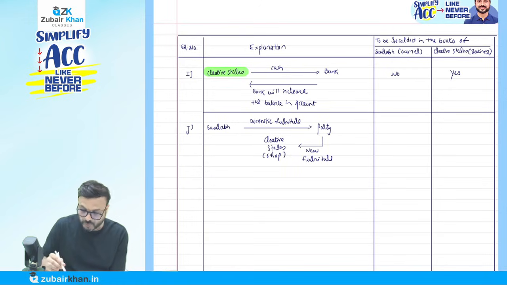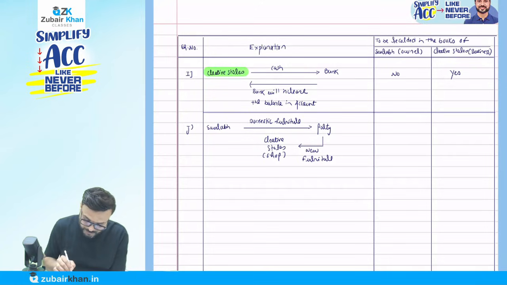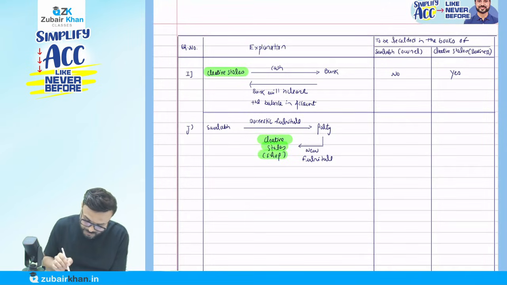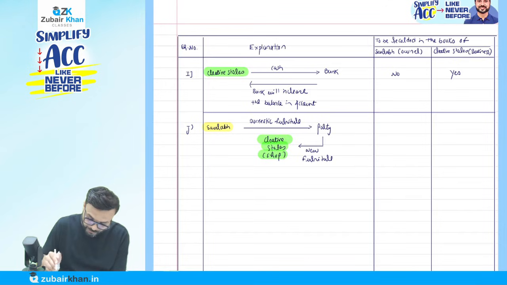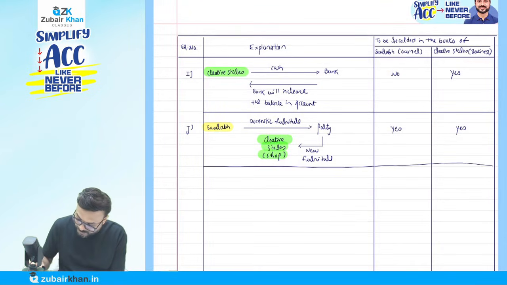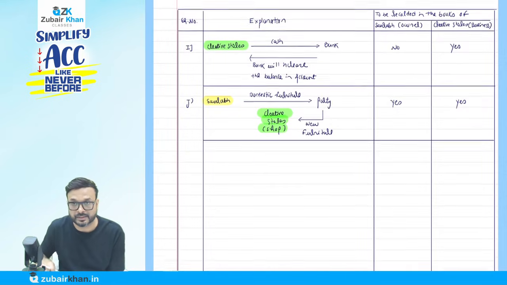Understand it? Saurabh gave his personal domestic residential furniture, and in return they will get new furniture for the purpose of the shop. So who is involved here? Saurabh as well as the creative store, both of them. So we are going to say yes and yes. Okay, simple. Both of them are involved here.